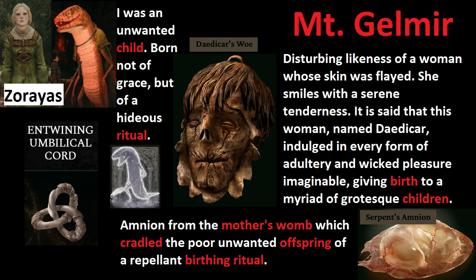Mount Gelmir houses grotesque sacrifices, especially those of nobles and Albinaurics. While it is a place of death, it is also a place of life, as we know that Dathkar gave birth to a myriad of children here. The description of her indulging in every form of adultery and wicked pleasure imaginable could be Golden Order defamation. Her children are the Snake Men, and of course, Zarias. Zarias' quest involves her relationship with a pseudo-mother she believes to be her real mother, but she later learns the truth about being born of a hideous ritual.